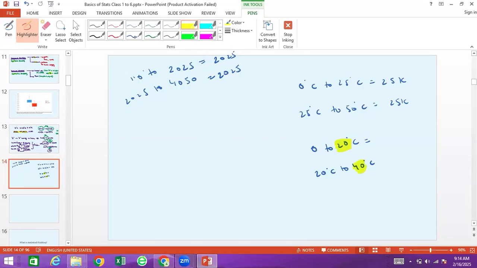Because what is 20 degrees Celsius? 20 degrees Celsius is 293 Kelvin. Similarly, what is 40 degrees Celsius? 40 degrees Celsius is 413 Kelvin.